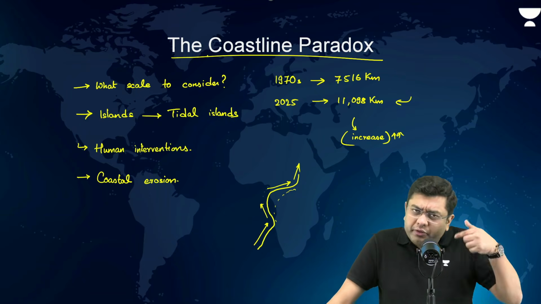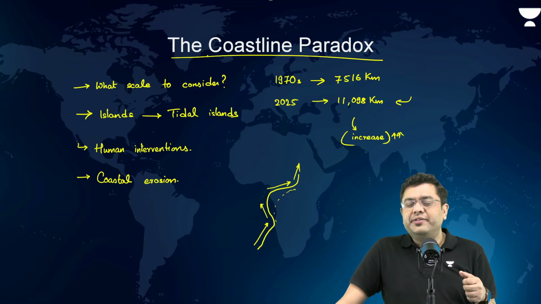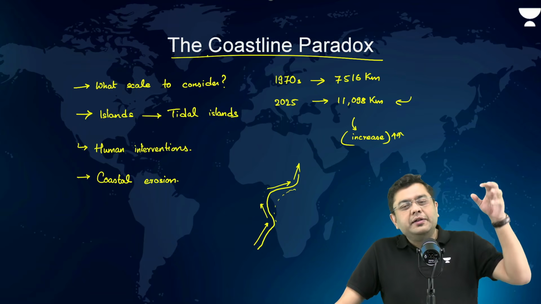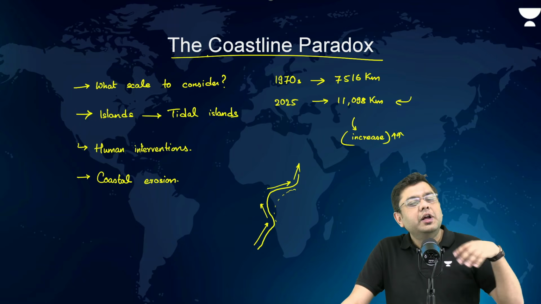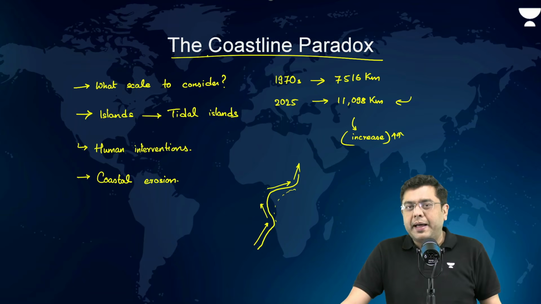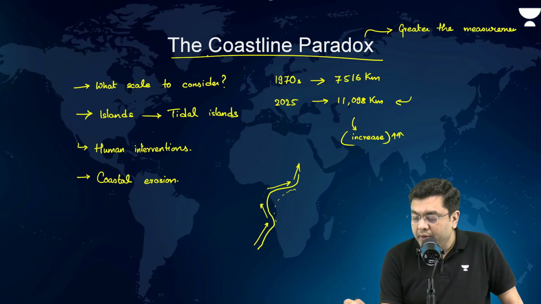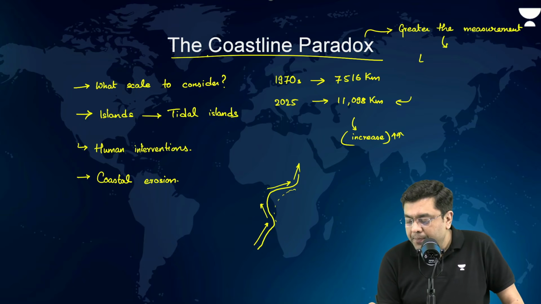So, how regularly do you update this data? What are the factors that you consider? And the paradox is the more detailing that you get into, the longer the coastline appears to get. This is the coastline paradox. So, in a nutshell, greater the measurement, greater the length, longer the coastline.